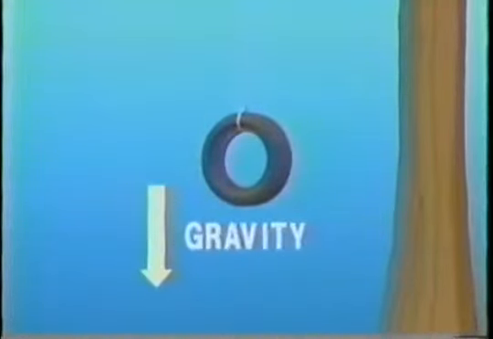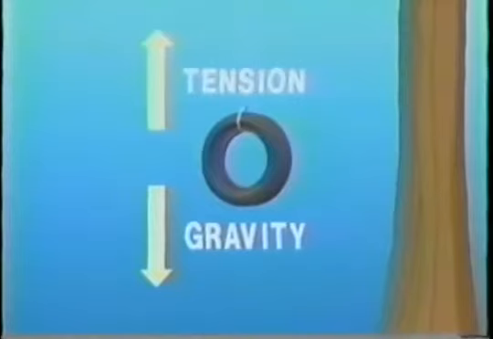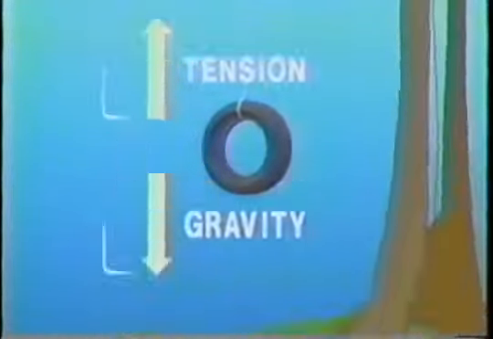A mass hanging at the end of a rope experiences the downward pull of gravity, but it doesn't fall, because there's another force pulling it up, the force of tension in the rope. These two forces have the same magnitude, but their directions are opposite. The forces balance, and so the mass does not fall.